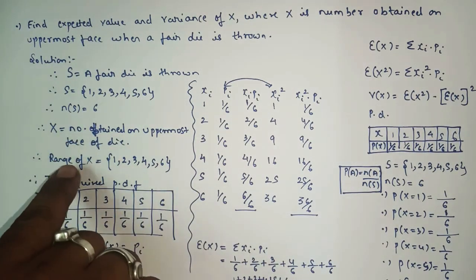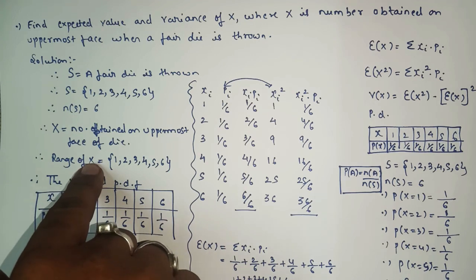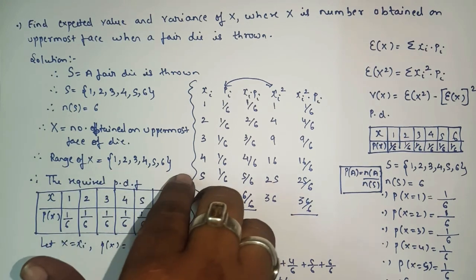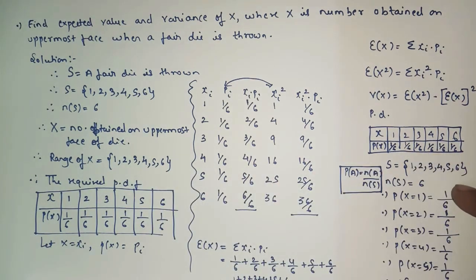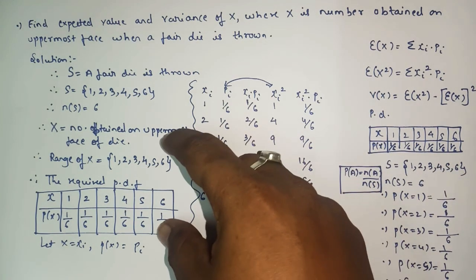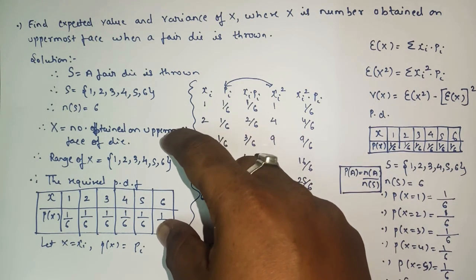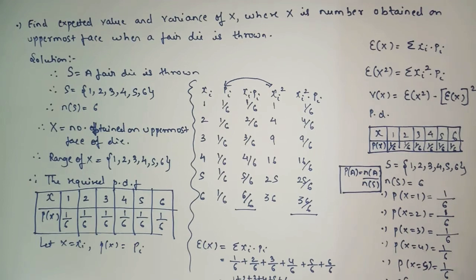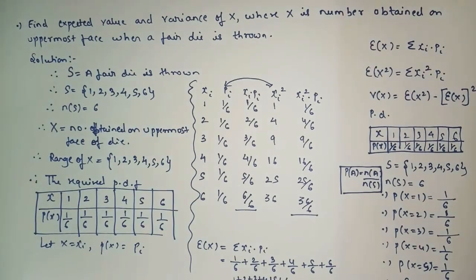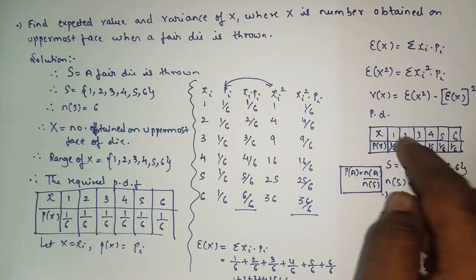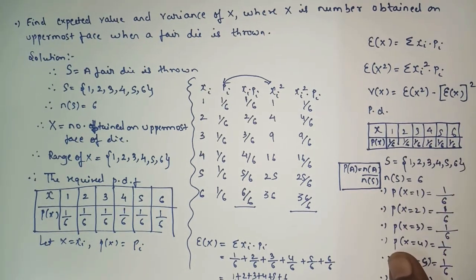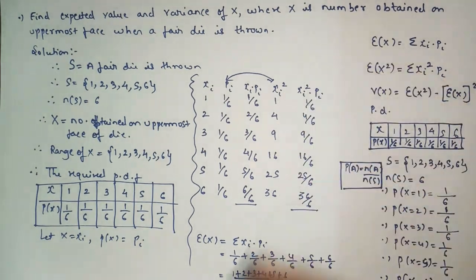So here on the uppermost face, the range of x will appear as 1 2 3 4 5 6. If you want, you can present this step in the board exam for the presentation part, or else directly you write the required PDF. As I told, without knowing the value of x and p of x, we cannot find the required answer of expected value and the variance.